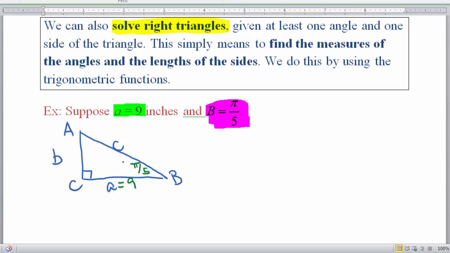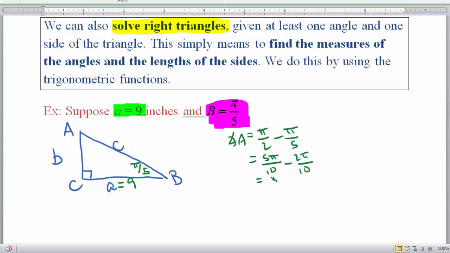pi over 5 radians. Now the first thing always to do in these is just get the other angle, because the other angle is the easiest thing to find. So if I know one angle is pi over 5, I know those two angles, A and B, are complementary, so they add up to, in radians, pi over 2. So I know angle A is just going to be pi over 2 minus the other angle, which is pi over 5. And what you're doing here really is you're getting a common denominator of 10. So this is really 5 pi over 10 minus 2 pi over 10.